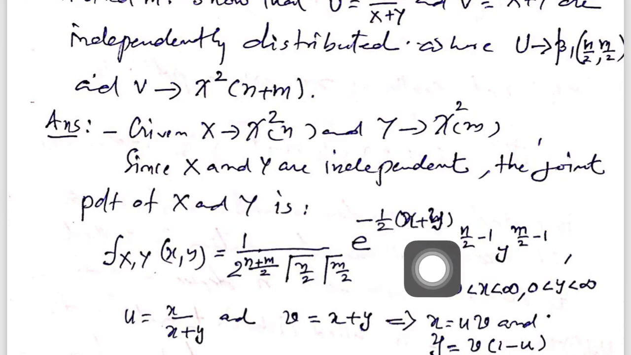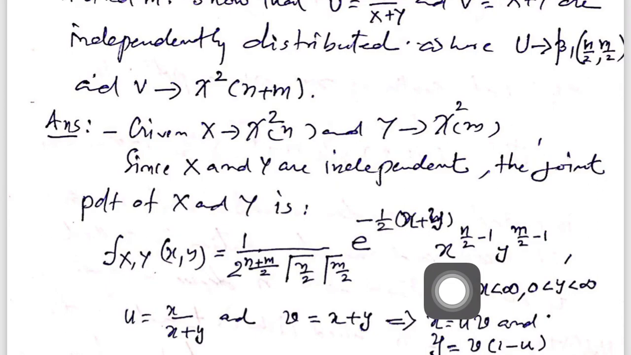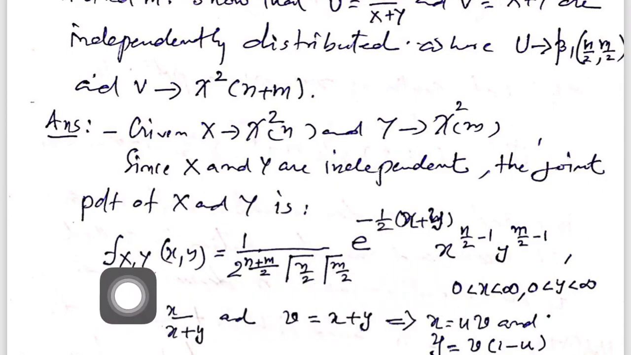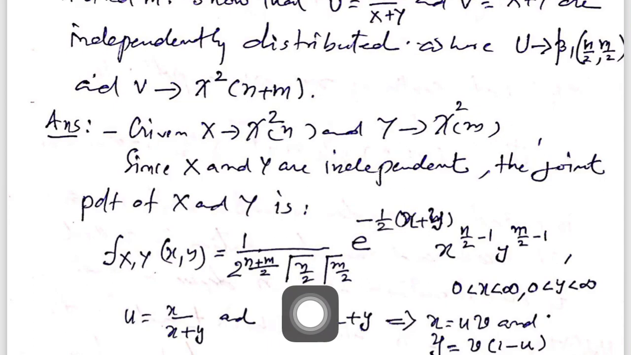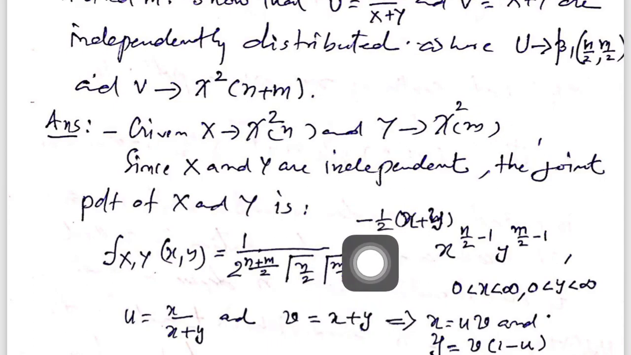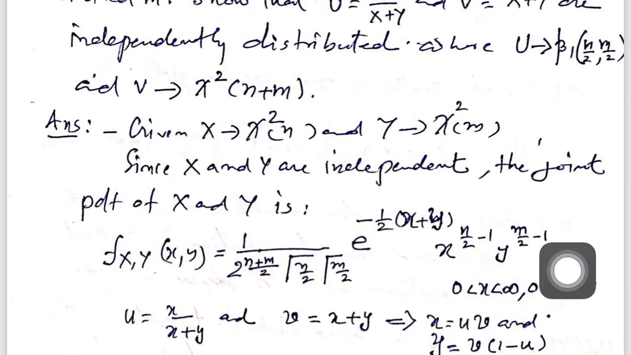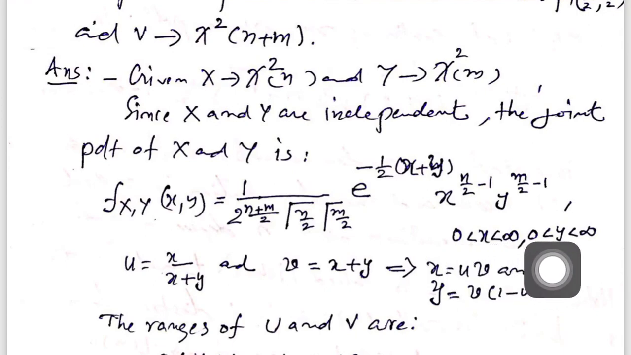of minus x by 2 into x to the power of n by 2 minus 1 is the PDF of x. The PDF of y is similar. So the product of these is 1 by 2 to the power of n plus m by 2, gamma n by 2, gamma m by 2, e to the power of minus 1 by 2 into x plus y, x to the power of n by 2 minus 1, y to the power of m by 2 minus 1. Okay, and the ranges of both x and y are the same, 0 to infinity, 0 to infinity.